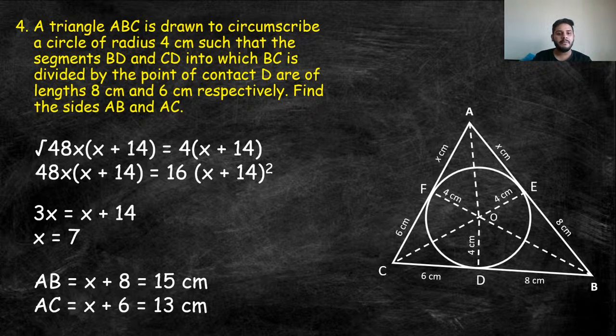AB is equal to x plus 8, which is nothing but 15. AC is equal to x plus 6, so 7 plus 6 is 13. So this is how we have calculated the values for the sides AB and AC. And the third side we already have in the question, that BC is equal to 14 centimeters respectively.